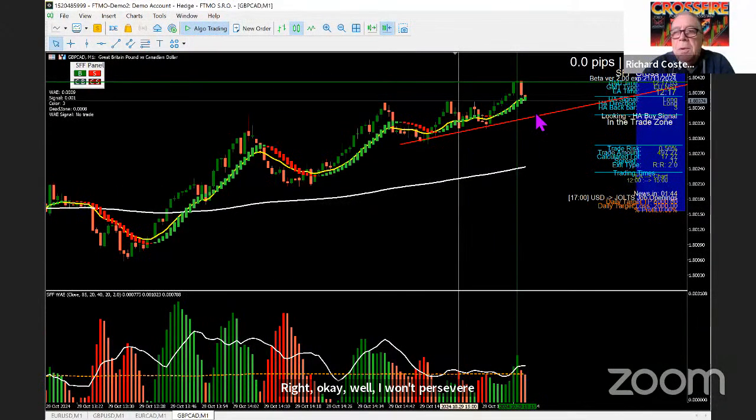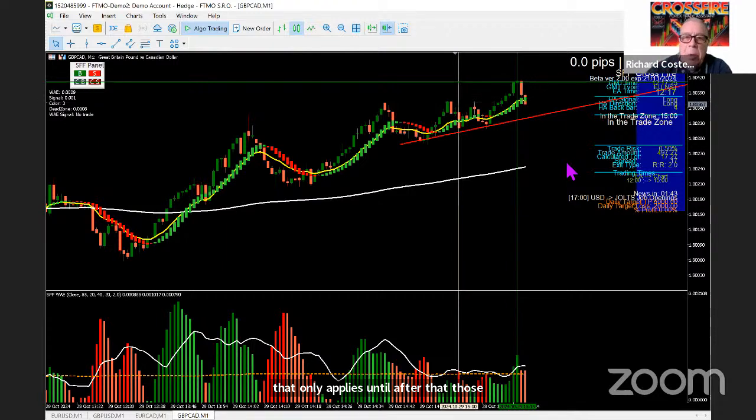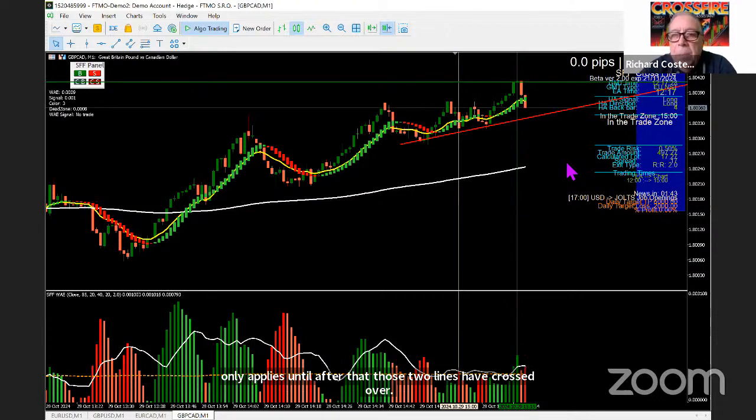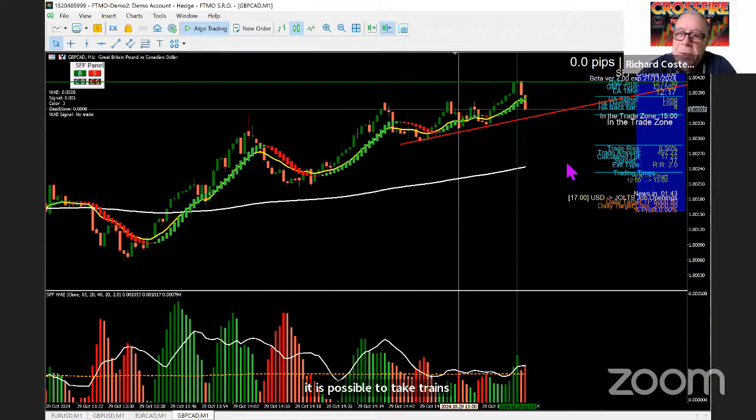What I was trying to do was get to this point here, right on the very right-hand side of the chart where the two lines cross over. Having said that, we never take a trade when the price is between the two lines, but that only applies until after those two lines have crossed over. It is possible to take trades between the two trend lines after the crossover. But anyway, we're now not looking for a trade.